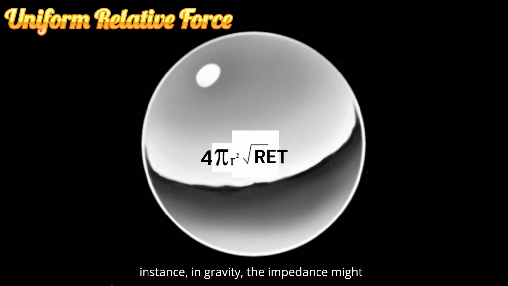scales. For instance, in gravity, the impedance might represent the curvature of space-time around a massive object, whereas in electromagnetism, it might correspond to the medium through which the electric and magnetic fields propagate, such as a vacuum or a conductive material. Thus, while URF itself is constant as a force across these contexts, the way it is expressed can differ based on the impedance or resistance to force propagation inherent in the environment.